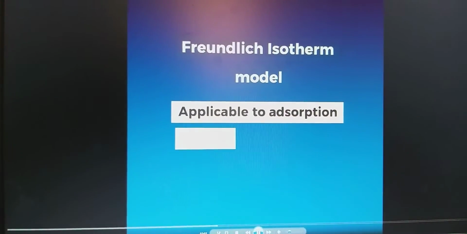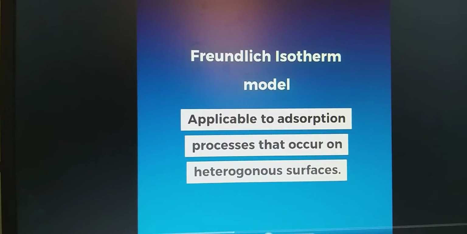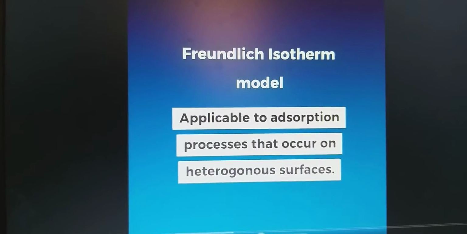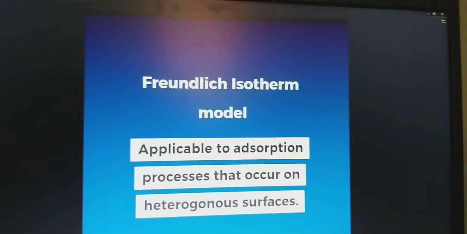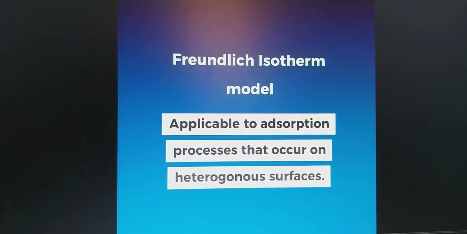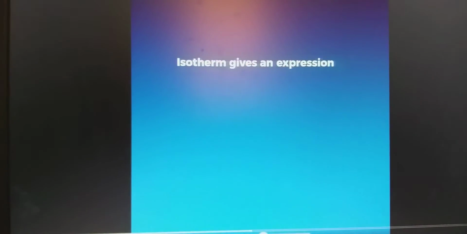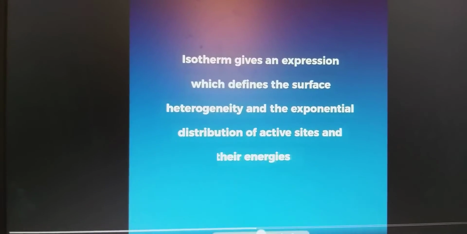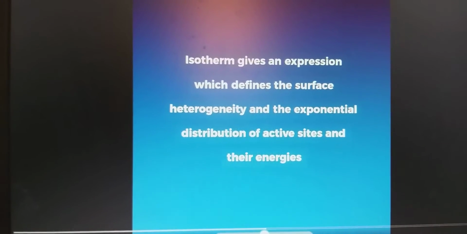Then the Freundlich adsorption isotherm is also a very important isotherm model. It is generally applicable to adsorption processes that occur on heterogeneous surfaces. Remember the word heterogeneous surfaces. In case of Langmuir, it was a homogeneous surface. Here heterogeneous surface is the very important word. The isotherm gives an expression which defines the surface heterogeneity and the exponential distribution of active sites and their energies.